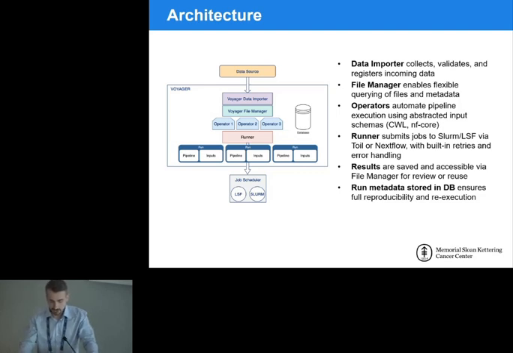The runner then takes the run and submits it to the appropriate job scheduler, LSF or Slurm. The runner uses Toil for CWL and Nextflow for the Nextflow pipelines. We use the built-in functions from Toil and from Nextflow to handle the errors and retries, so we can prevent failures. When the run is completed, the outputs are stored back in the file manager, and from there they can be reviewed or reused by some additional operator for additional analysis. And because each run is saved in our database, we are able to rerun any analysis at any time on any of the supported schedulers.